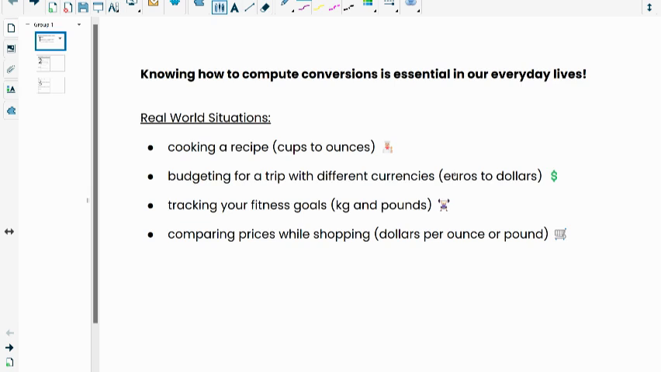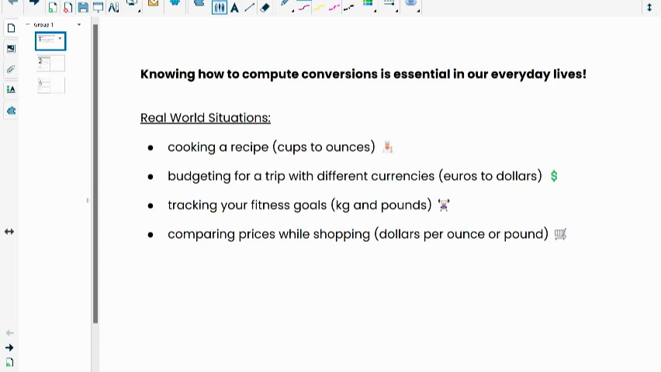Budgeting for a trip with different currencies. For example, in Europe, they don't use US dollars, they use euros. And the conversion is not equal. Like $1 is not equal to €1. So if you're buying something that's 15 euros, you might want to do that conversion to figure out how much money this is actually costing me in dollars.